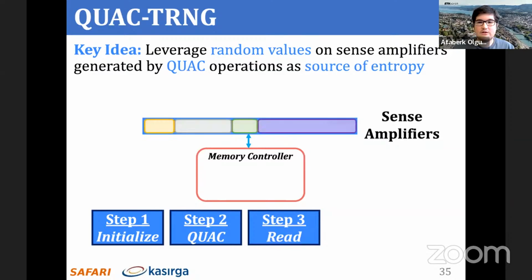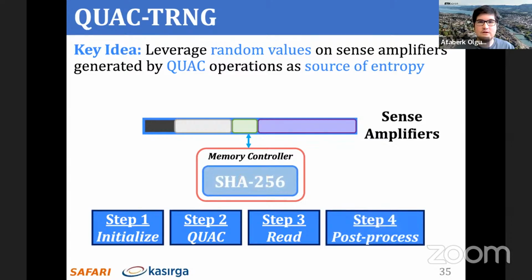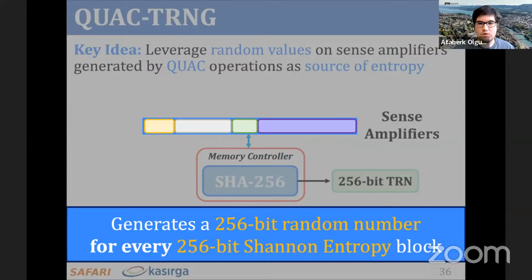To do so, based on a one-time characterization effort, which I will describe in the upcoming slide, it partitions the data on the sense amplifier into arbitrarily sized blocks, each with 256 bits of collective Shannon entropy. It reads each 256-bit entropy block to the memory controller and uses the SHA-256 cryptographic hash function to post-process each block to finally produce a 256-bit true random number. So QUAC-TRNG generates a 256-bit true random number for every one of these blocks that it reads from a segment.